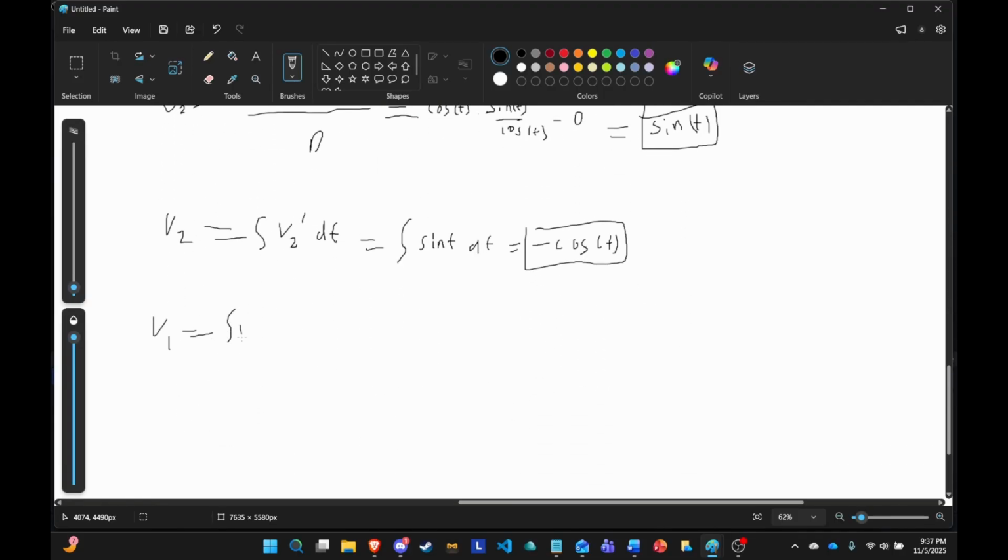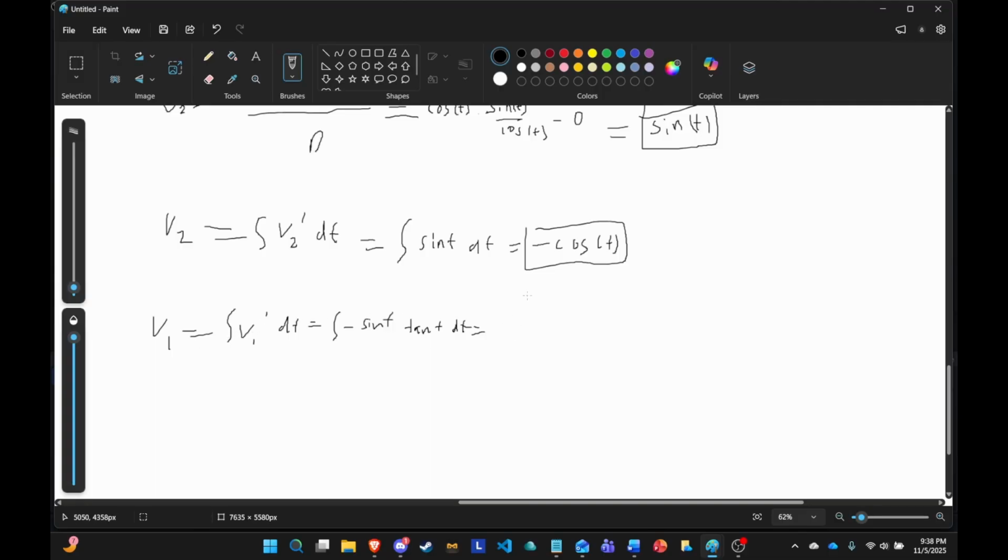v1 equals the integral of v1 prime dt, which is the same thing as the integral of negative sine of t times tangent of t dt. Okay. This seems like a pretty intimidating integral, but this is exactly why we couldn't use method of undetermined coefficients, because we would have something like this that we couldn't use a normal system to solve for. But using variation of parameters, if we can evaluate this integral, we can find our v1 for our particular solution.